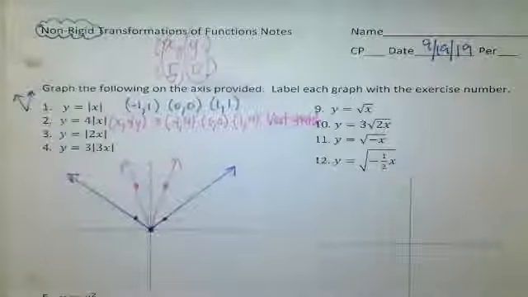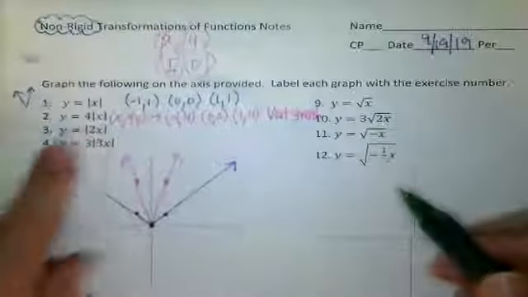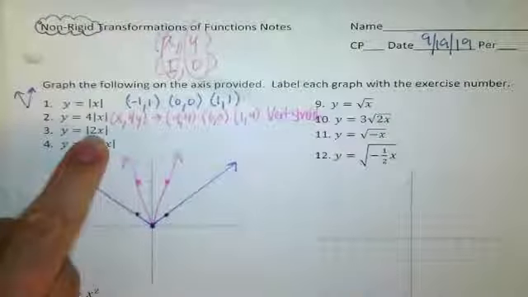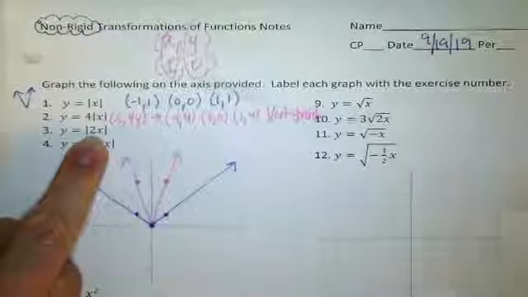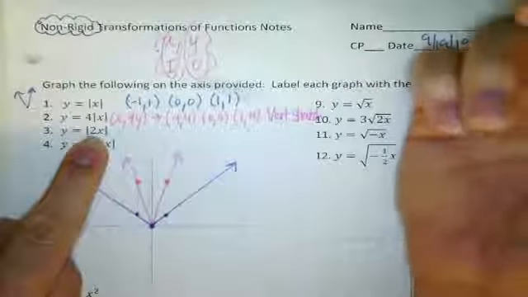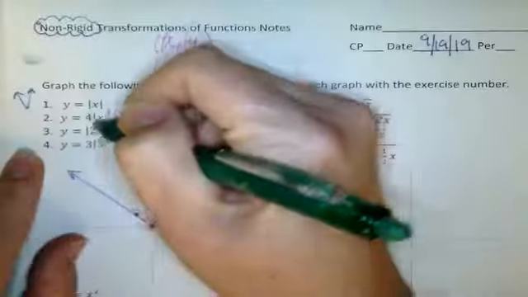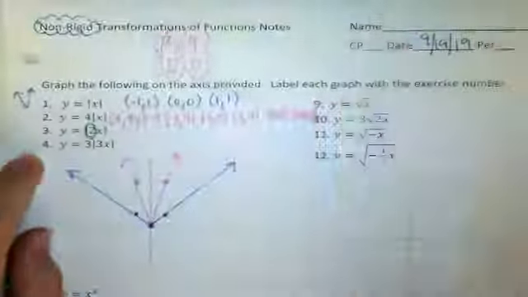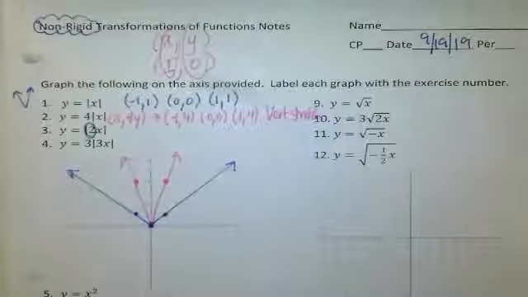Let's see, number 3. Is the 2 on the inside or the outside? Inside. Does that affect X's or Y's? X. Okay, for all the money in the world, what's going to happen to those X values? You're going to multiply by 2. Wrong. Good, I can save my money.